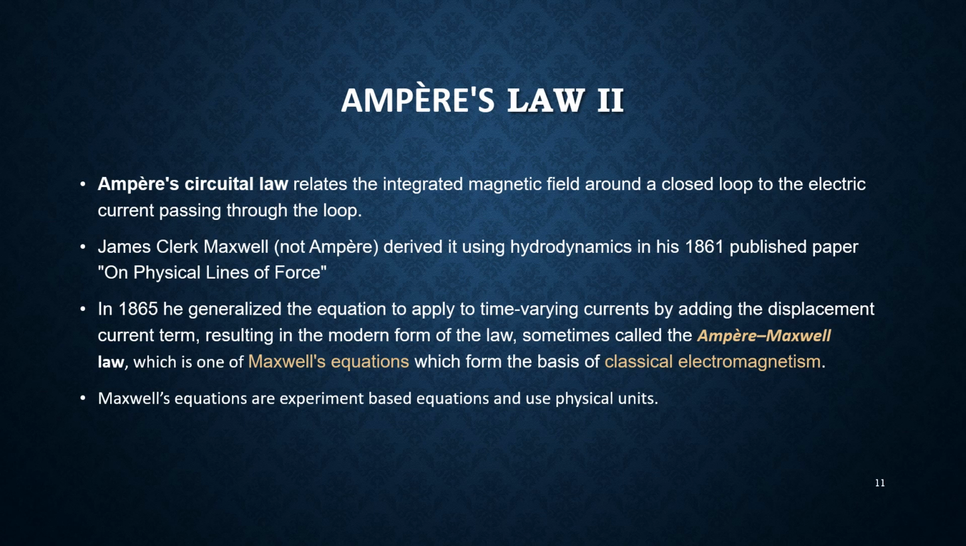In 1865 he generalized the equation to apply to time-varying currents by adding the displacement current term, resulting in the modern form of the law, sometimes called the Ampere-Maxwell law, which is one of Maxwell's equations which form the basis of classical electromagnetism. Maxwell's equations are experiment-based equations and use physical units.